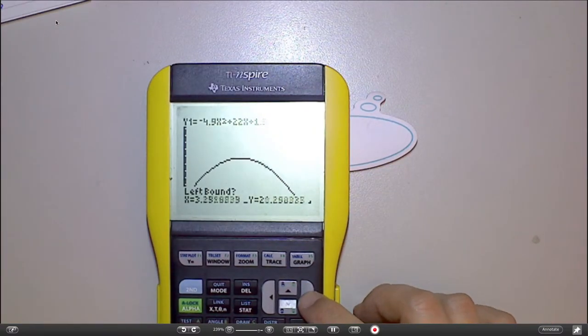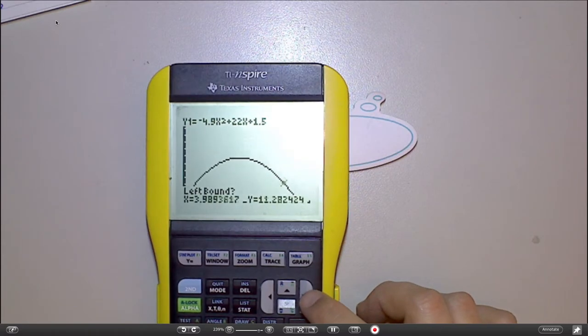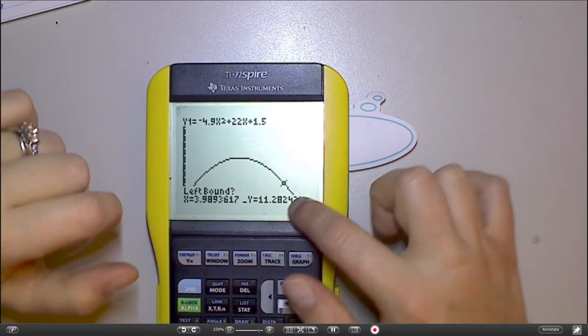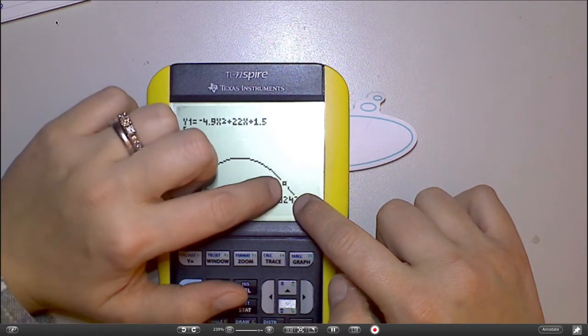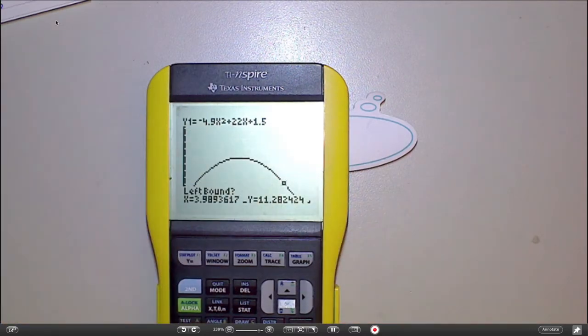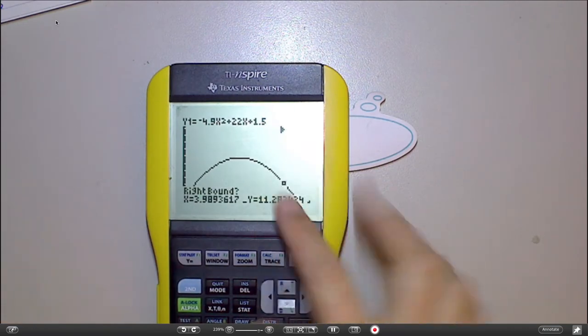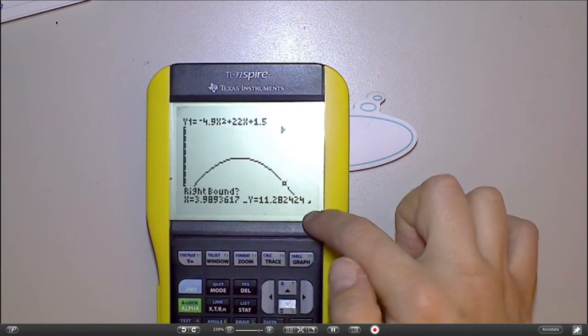So I'm going to move over here a little bit. I want to be just to the left of where it crosses the x-axis. So I'm really looking for this point right here. It's kind of hidden under the numbers. So I'm going to set my left bound over here. Now for my right bound, I want to make sure I move past where it crosses the x-axis.